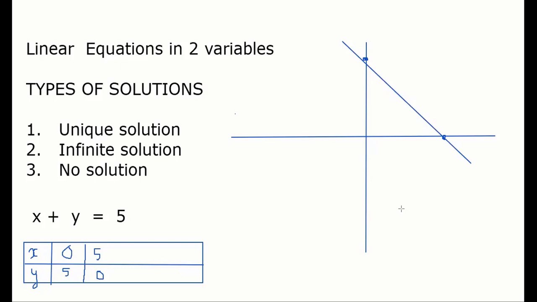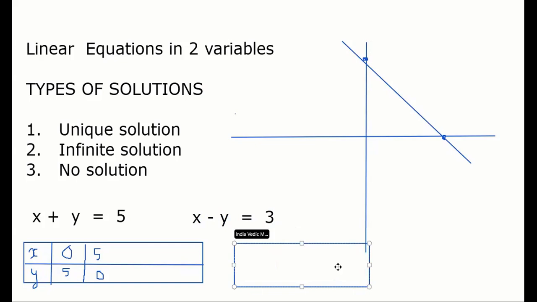Why I'm saying that there are three types of solution: unique solution, infinite solution, no solution. If I give another equation, say x minus y equal to 3, we need to draw this also. Let me draw this also just to show you. And then we'll discuss the basic interesting concept of graphing and consistency and what is inconsistency, the meaning of unique solution. I'm explaining through this.